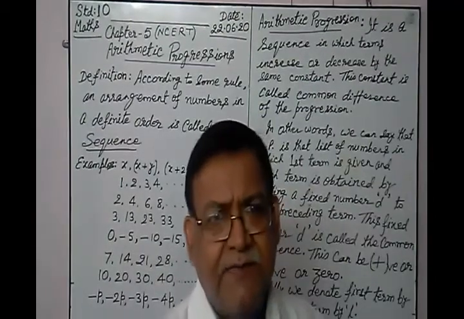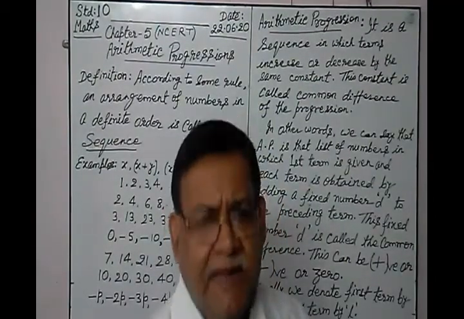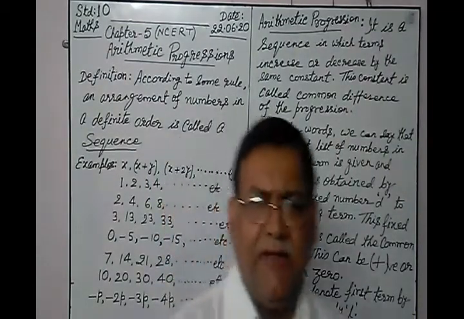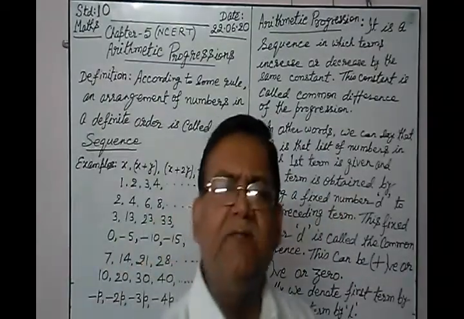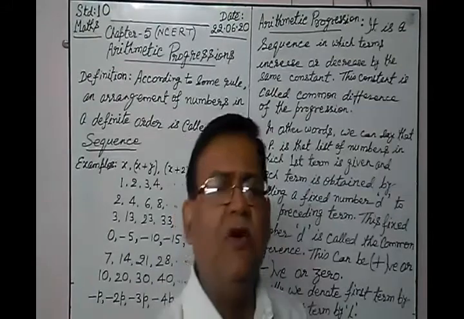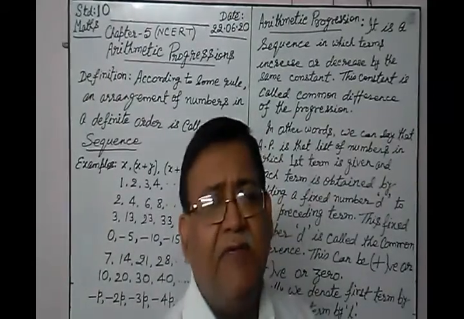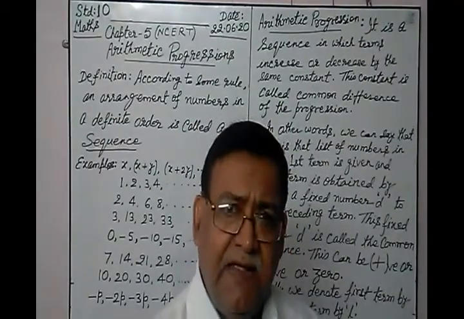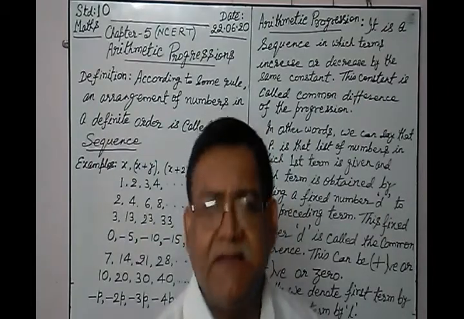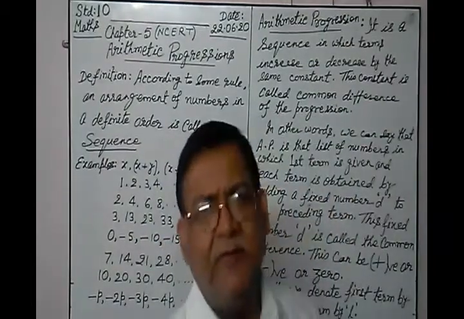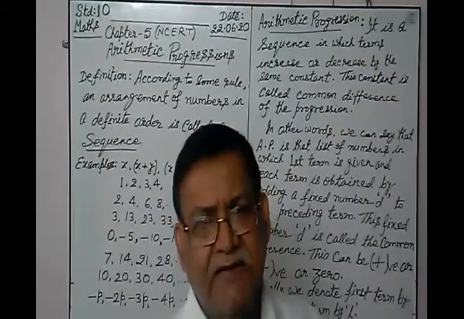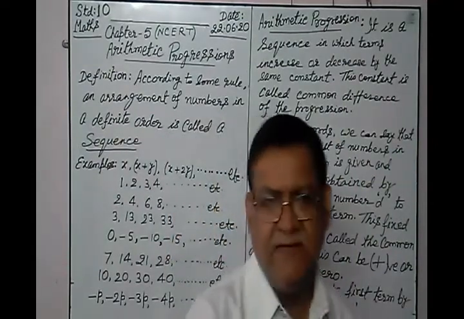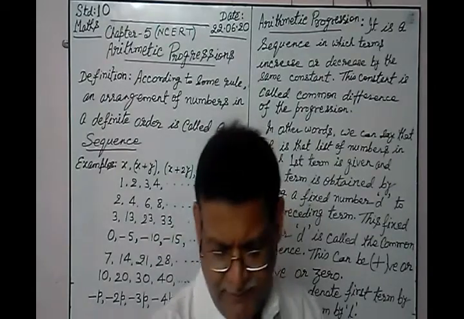Suppose there are only n terms. You can denote them by An. Similarly, first term A, second term A2, third term A3, fourth term A4, fifth term A5, and so on. The nth term will be An, the n minus 1th term will be An minus 1, the n minus 2th term will be An minus 2, and similarly the n minus 3th term will be An minus 3. These are the symbolic representations.